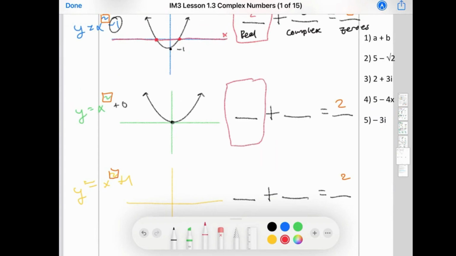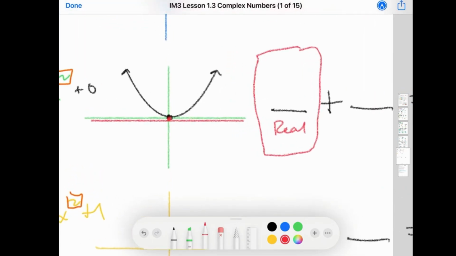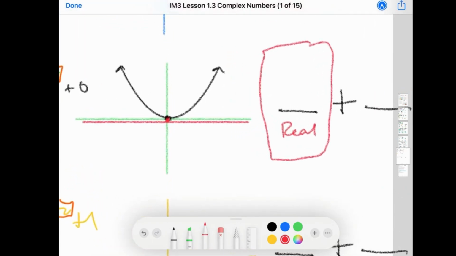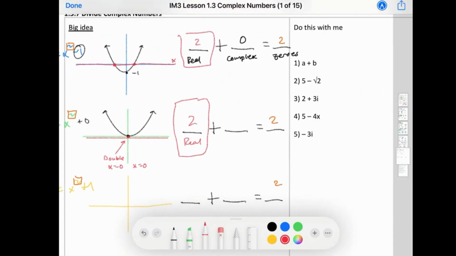How many times is it crossing the x-axis? Okay, it's kind of a trick question, but we talked about this. You see that it touches the graph once, but we call that one a double root. It counts as double, right? Why? Because the answer is x equals 0 and x equals 0. Okay, so we have 2 reals. That means how many complex do we have? 0.